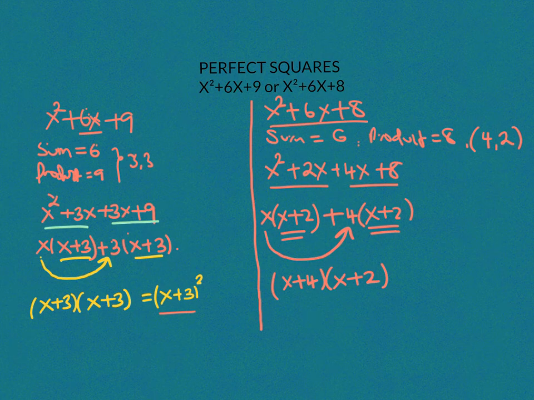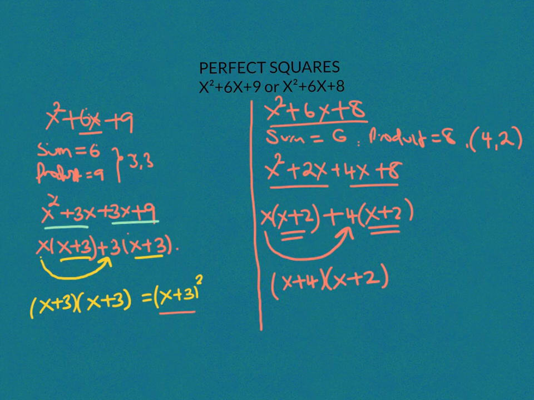So we have factored x squared plus 6x plus 9, and we have x plus 3 squared as the factors, or x plus 3 into x plus 3. We've also factorized x squared plus 6x plus 8, and we've ended up with x plus 4 into x plus 2.